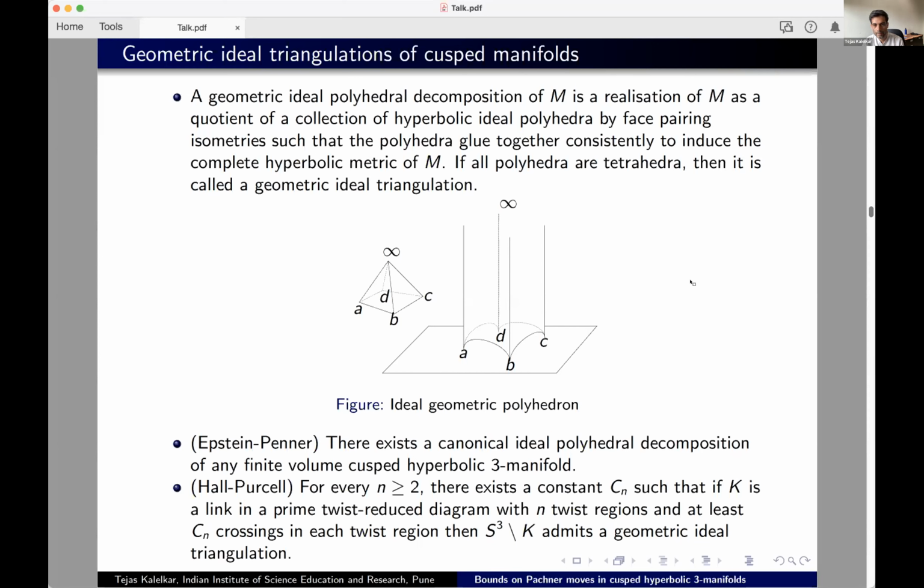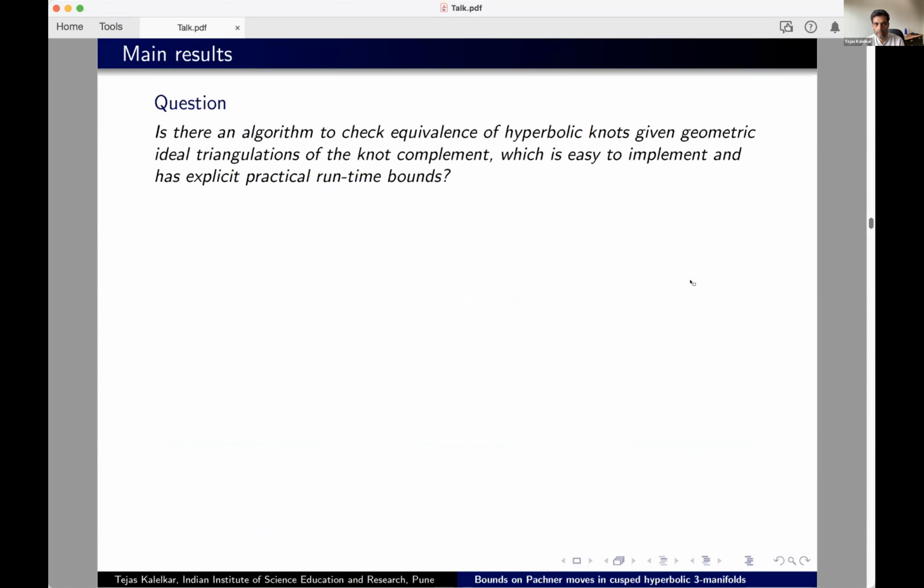So if you assume that you do know the geometric ideal triangulation, then what is the best you can do? This is the question we asked ourselves. Is there an algorithm to check equivalence of hyperbolic knots when you are given geometric ideal triangulations of the knot complement? And this should be an algorithm which is easy to implement and has explicit practical runtime bounds. Because as I said, the algorithm by SnapPy is not yet guaranteed to succeed.